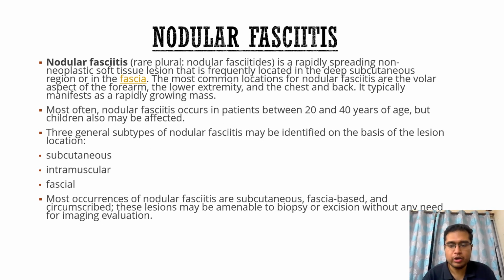Now coming to a soft tissue tumor which has been described lately with many signs and is being asked in quizzes and spotters, that is nodular fasciitis, which is a rapidly growing non-neoplastic soft tissue lesion that is frequently located in the deep subcutaneous region or in the fascia. The most common locations of nodular fasciitis are the volar aspect of the forearm, the lower extremity, the chest and the back, and it typically manifests as a rapidly growing mass. It is most often encountered between 20 to 40 years of age, but children may also be affected.